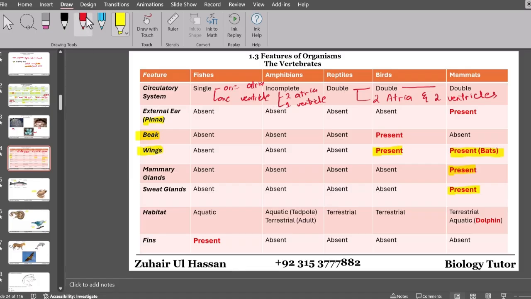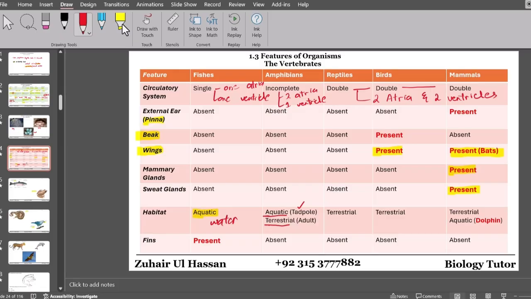Habitat is the natural living space. For fishes, that natural living place is aquatic, which means that they live inside the water. Amphibians, since they have a 2-stage life cycle, their tadpole, their newly born amphibian, lives in the water, so that is aquatic, and when that tadpole becomes an adult, it moves to the land. That land is known as a terrestrial habitat. Reptiles, birds, and mammals are all terrestrial, but mammals also are aquatic, such as the dolphin.